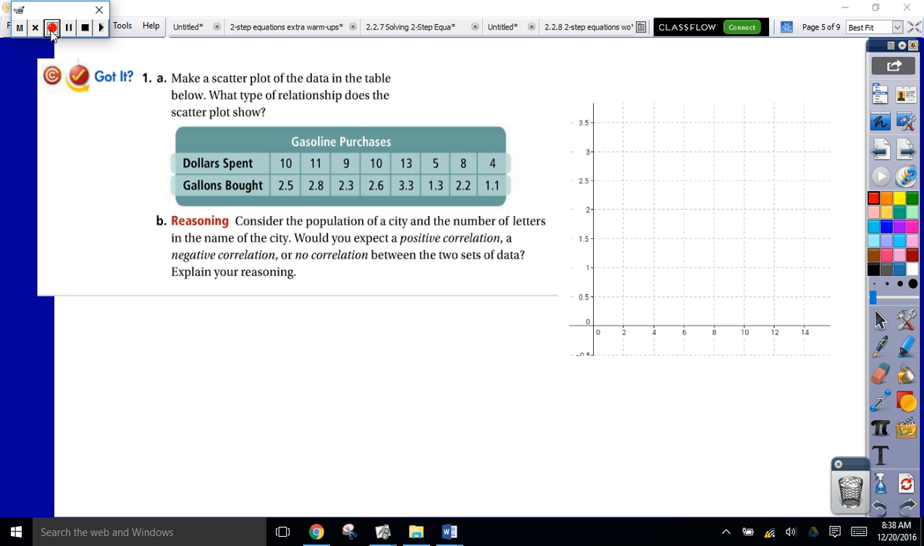Okay, so when we're making a scatter plot of this data, for $10 we have 2.5 gallons bought. For $11 we have 2.8 gallons bought. For 9 we have 2.3, let's see, one will be here, out in the middle. 10 again is 2.6. 13, 3.3 would be up here somewhere. 5 is 1.3. 8 is 2.2. It's really, really hard to see up here. And 4, 1.1.